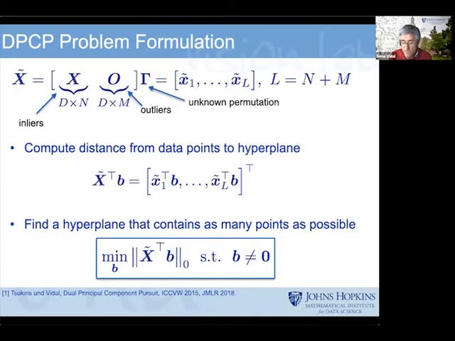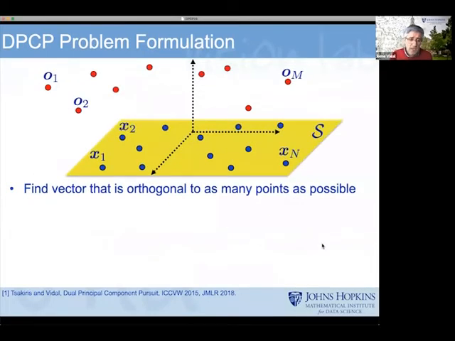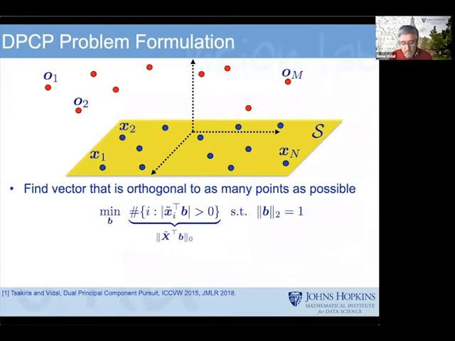And a priori, the B can be any vector. It doesn't need to be unit norm. I'm writing here that it just needs to be non-zero because otherwise the global minimum to this problem would be B equal to 0. Now, written in a little bit more detail, this is exactly what I meant. The number of times that the dot product is larger than 0 in absolute value is the number of points that are not contained in the hyperplane. And so that's what we want to minimize, the number of outliers to the hyperplane.